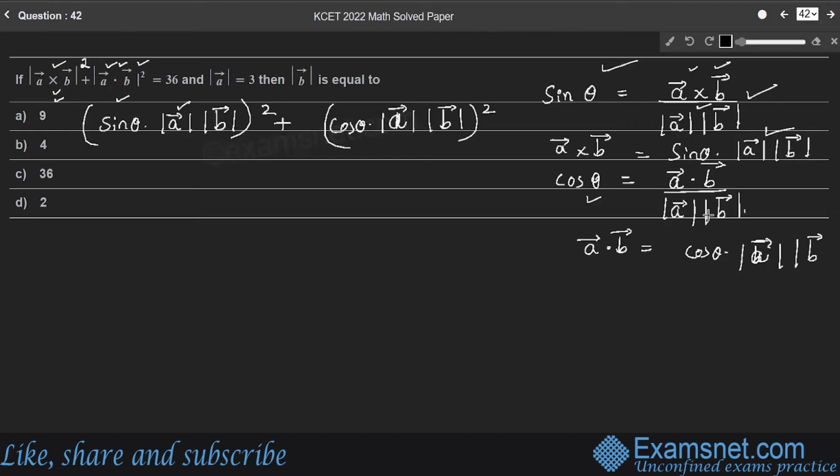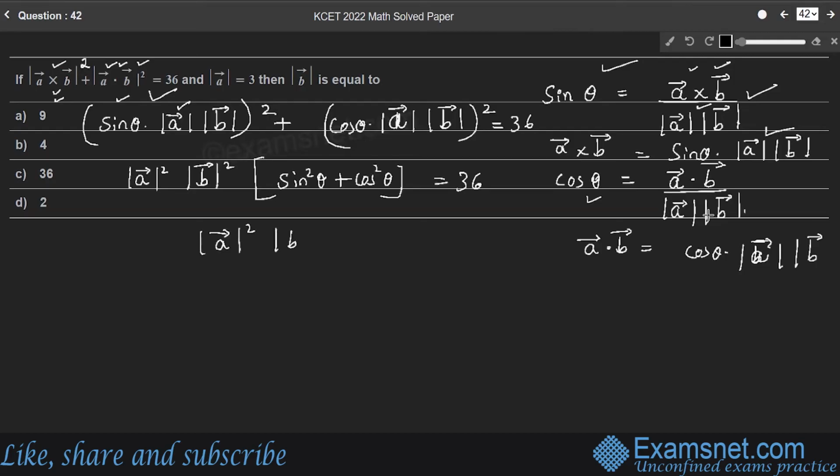Therefore, we can take out mod of vector A whole square into mod of vector B whole square as common, and the remaining terms are sine square theta plus cos square theta. Given that LHS is equal to 36, we can equate this to 36, right? Therefore, mod of vector A square into mod of vector B square into sine square theta plus cos square theta, which is 1, into 1 is 36.